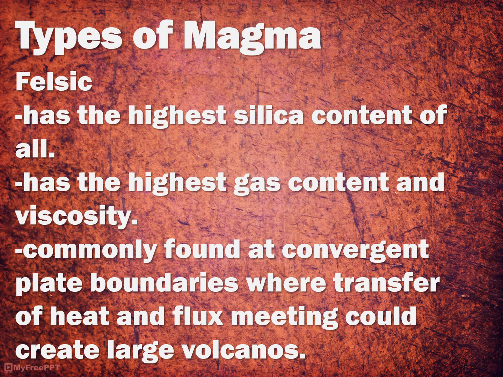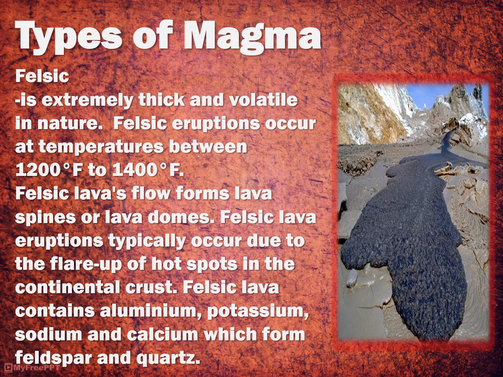And again, found sa convergent plates o yung mga nagsasalubong na plates, na kung saan mayroong nagkre-create ng ating large volcanoes. Felsic is extremely thick and volatile in nature. Felsic eruptions occur at temperatures between 1200 degrees Fahrenheit and 1400 degrees Fahrenheit. Felsic lava flows form lava spines or lava domes.